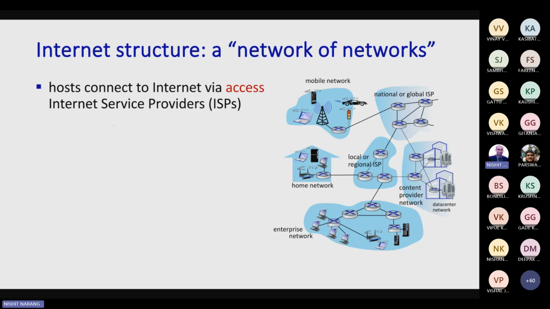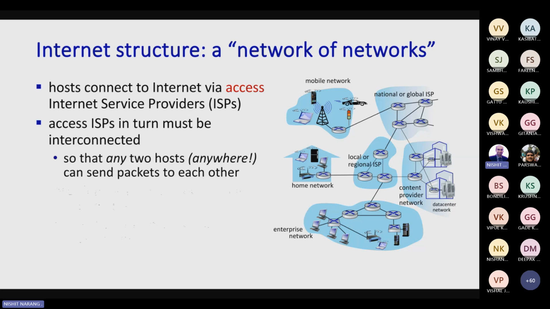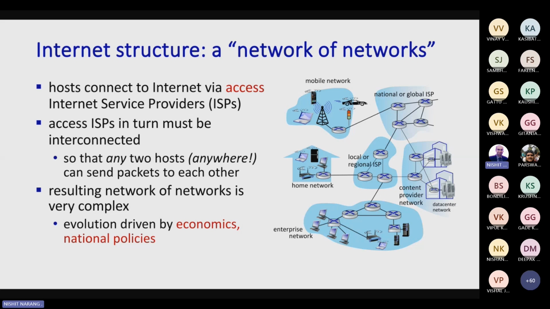The ISPs are helping connect a lot of these access networks together, making it an internet, or a network of networks, so that any two hosts anywhere in the world can send packets to each other. And the resulting network of networks is, of course, becoming a very complex network. But it is still working. We've seen the internet work. And it's been made to work because it's an evolution that is being driven by economics and national policies.